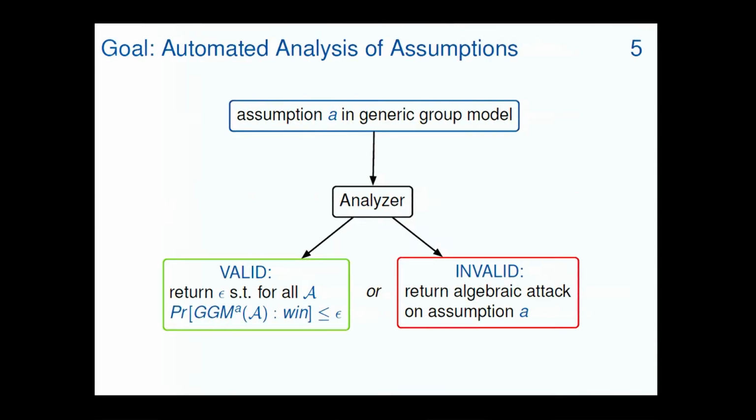So what we propose is to have a tool for the automated analysis of assumptions in the generic group model. You're given an assumption A in some input language in the generic group model, and you have an analyzer, and the analyzer returns either the assumption is valid or the assumption is invalid. In the first case, we also want to get an upper bound for the winning probability of the adversary against the assumption.